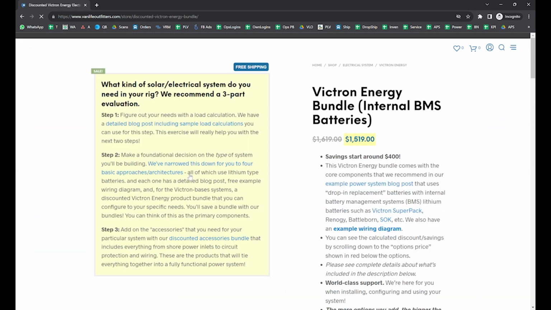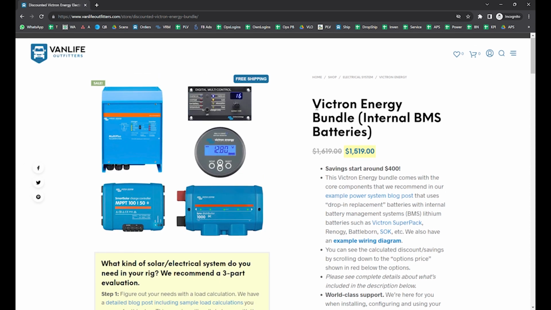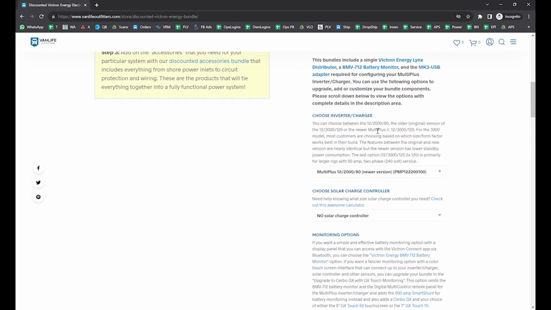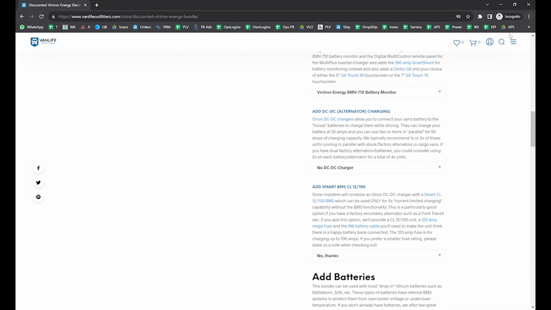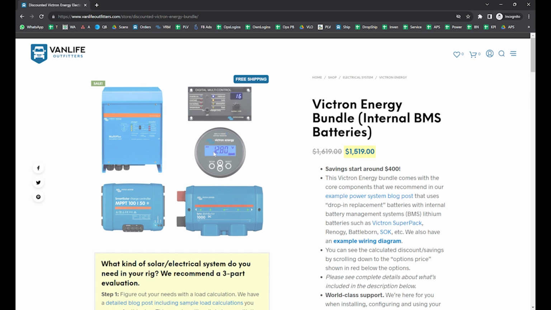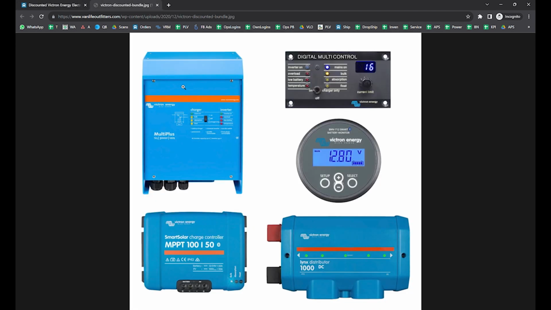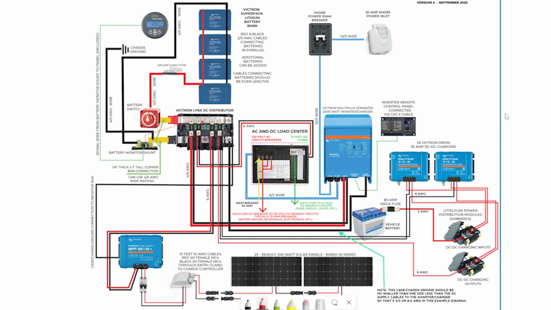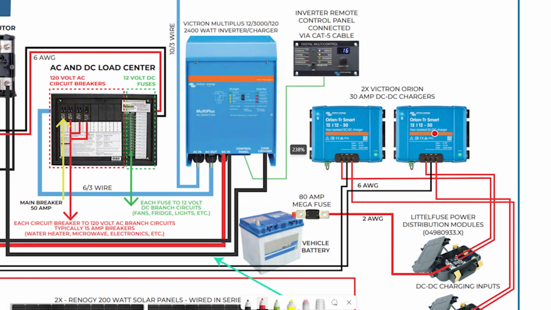We're going to base this system on our discounted internal BMS bundle. This is the bundle that allows you to essentially bring any kind of internal BMS battery and packages up a bunch of Victron Energy equipment at an awesome discount because of the bundle. And then we'll configure it much like the example wiring diagram that accompanies the bundle. But instead of using two Orion DC to DC chargers, I'm going to walk you through a couple of alternatives that offer higher current charging.